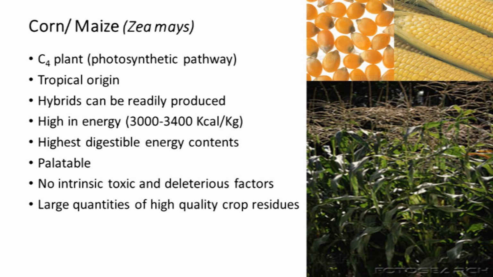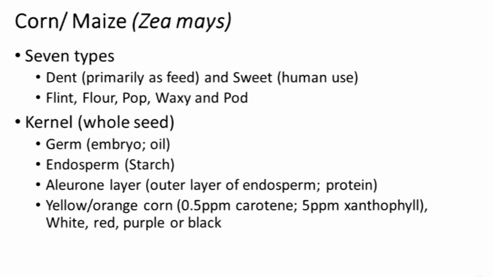And large quantities of high quality crop residue are also obtained from the corn. When we separate the grain, we get a corn cob, we also get corn stovers, that's the covering of the corn. Different types are available in the market, but mostly in Pakistan, the dent variety is available, that is primarily prepared for feed use, and sweet corn is for human use. Others are flint, flour, popcorn, you know very well, waxy and pod. These are the different types which are available, but from animal feeding point of view, the dent is the common one.